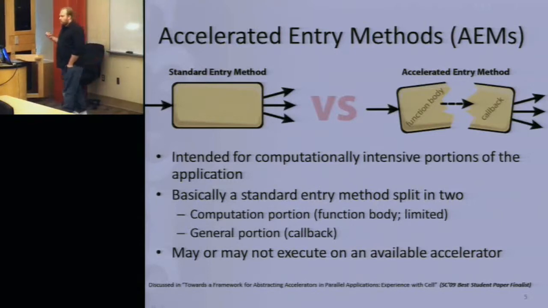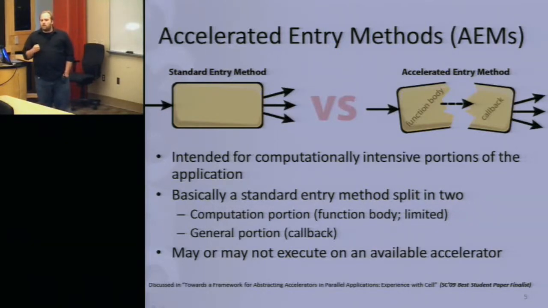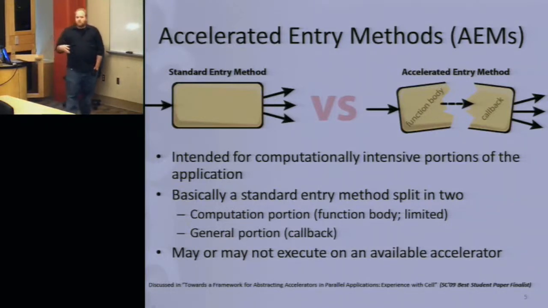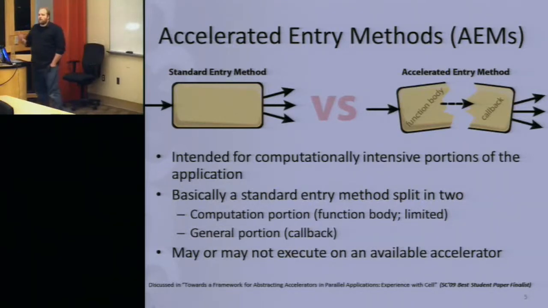The semantics of it is that you take a regular entry method, you break it into two. Inside the function body of that entry method, you place all of the very compute-intensive code, but you remove system calls and stuff like that, things that generally cannot run on accelerators, printfs, system calls, other entry method invocations. You simply take that code and you move it into the callback function. So it's really just a two-stage entry method.